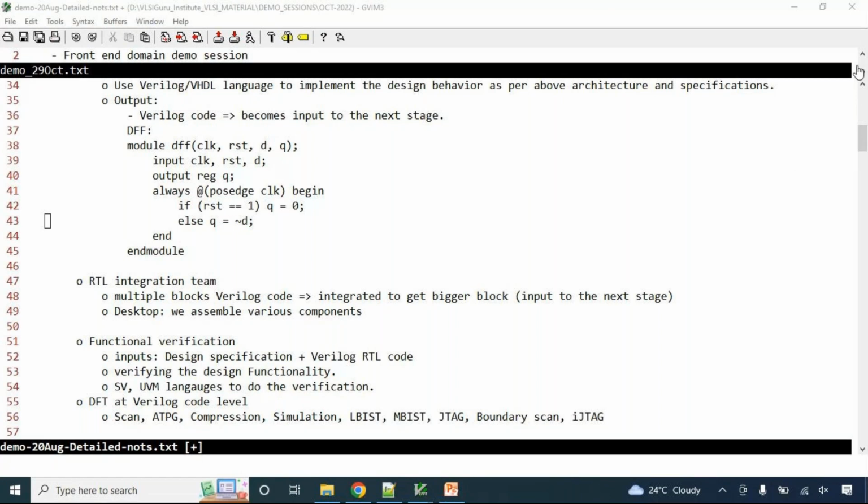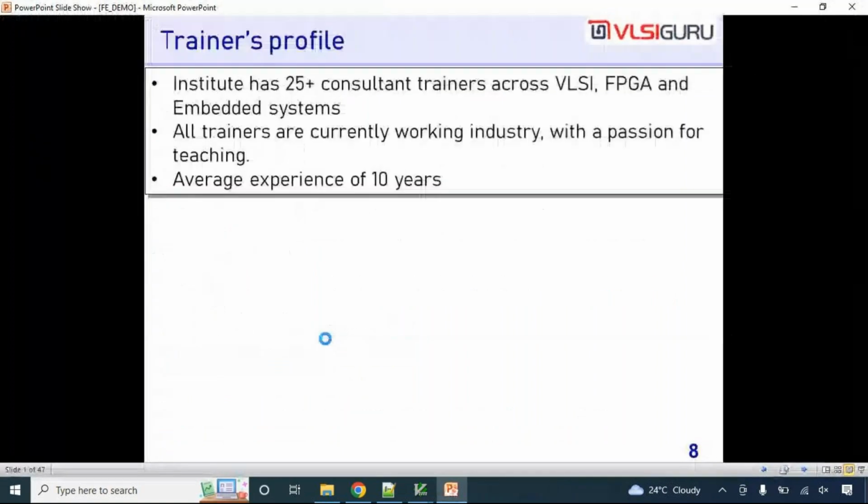Okay, so let me repeat. I hope you have understood RTL integration. RTL integration is putting together multiple blocks of Verilog code to get a bigger block. In summary, RTL integration might involve something like this.